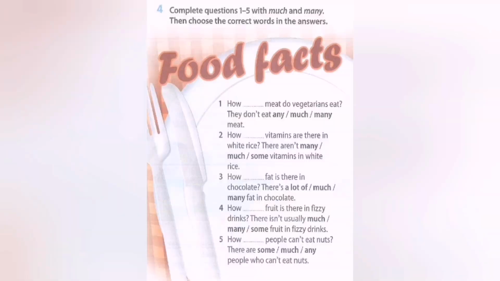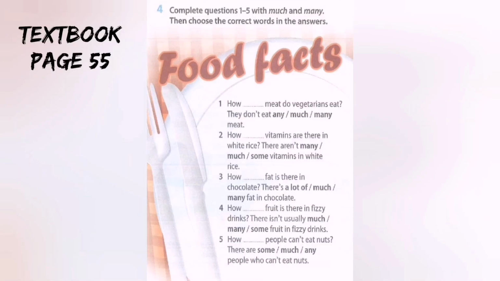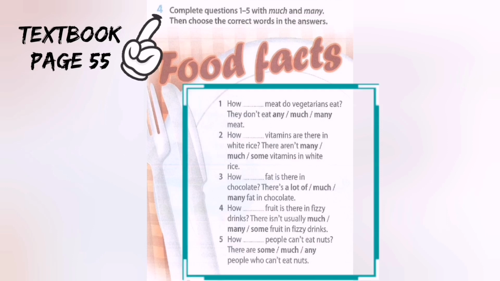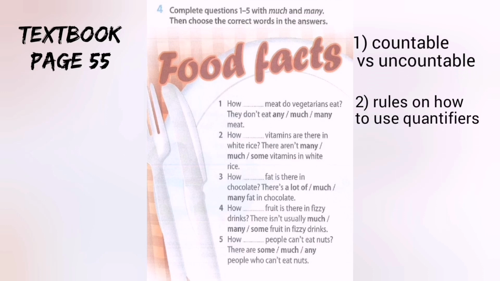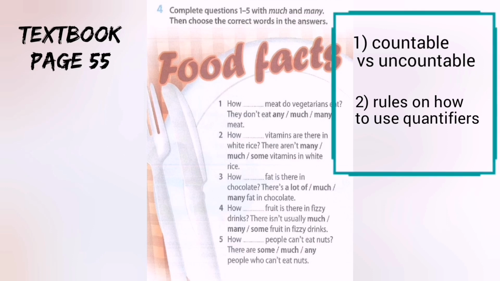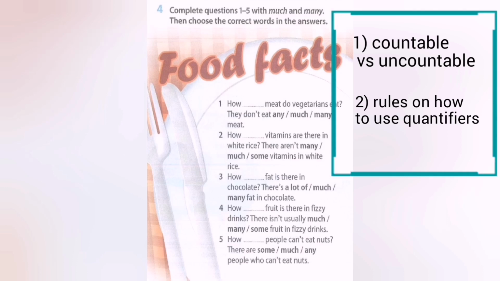Now kindly refer to your textbook page 55. So today we're going to do exercise 4. But before that, you need to know number 1, what is countable and uncountable nouns. Number 2, several rules on how to use quantifiers. Jadi hari ni sebelum kita buat exercise 4, saya akan ajar kamu tentang countable dan uncountable nouns dan juga beberapa peraturan untuk menggunakan quantifiers dengan betul.